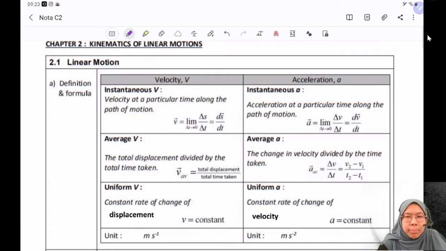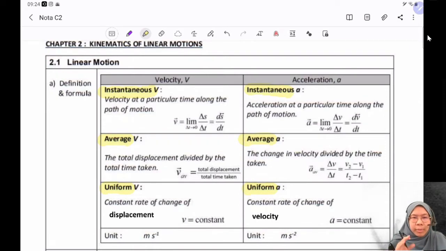Today we're going to do a bit of revision for 2.1 linear motion, and then later on we will continue with 2.2. Right, so for linear motion, there are a few terms that we have seen for velocity and acceleration. So the terms are instantaneous, average, and uniform. Alright, so instantaneous, usually you will get an equation.